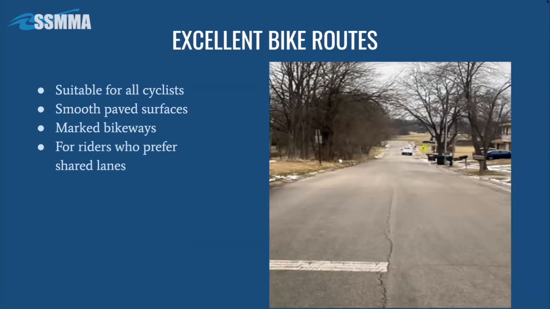The next route would be a roadway that would be easy for any cyclist to be on. So if you are 4 to 80, you would be able to ride on this roadway. Most of these will be residential streets. They are smooth paved surfaces. They don't necessarily have to be a marked bikeway, but they could be. So it could just be a bicycle route through your community, but definitely a roadway that has low speeds and low traffic. And it's perfect for any type of user to use. These are considered excellent bike routes.